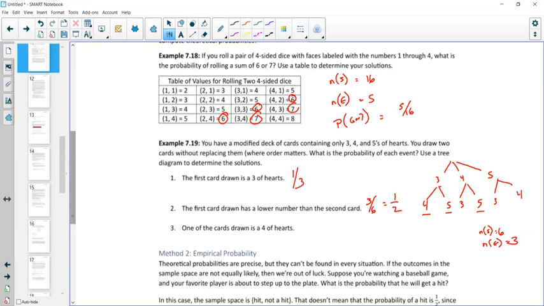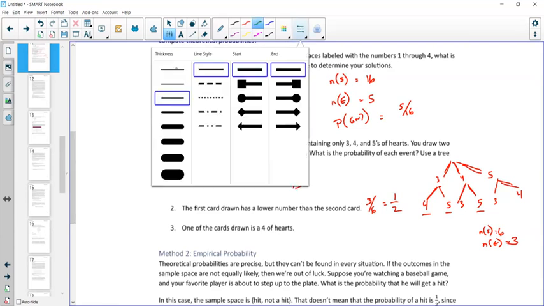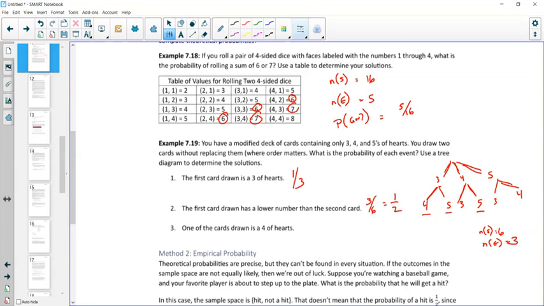One of the cards drawn is a 4 of hearts. So we have 6 possible outcomes. So this here is 1 with a 4 of hearts. There's another one, and there's another one, and there's another one. Matter of fact, let's do this. We can go here and here, here and here, here and here, or here and here. So there's 4 possible ways to have a 4 of hearts. It'd be 4 out of 6, or 2/3.